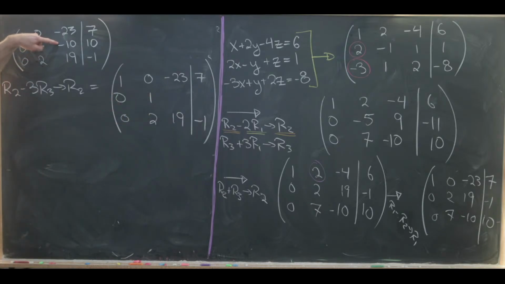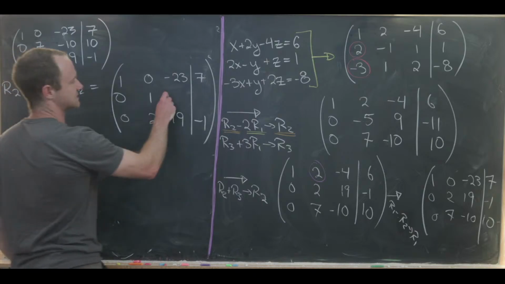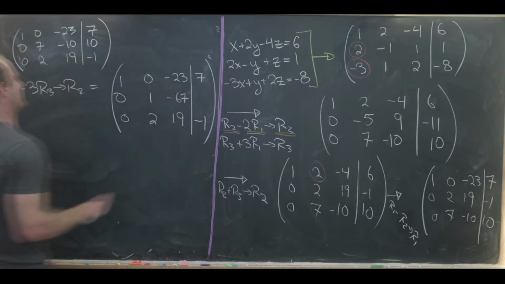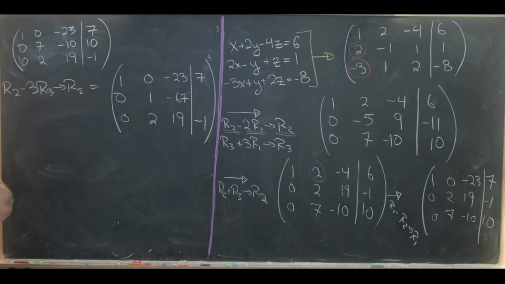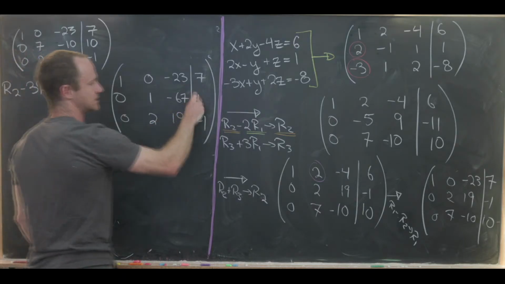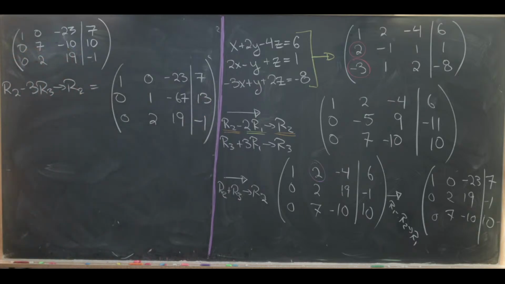Then I've got negative 10 minus 3 times 19. What's that? It's impossible to know. What's 19 times 3? It's like 27. Negative 67. And then 10 plus 3 is 13. So we have something that looks like that.